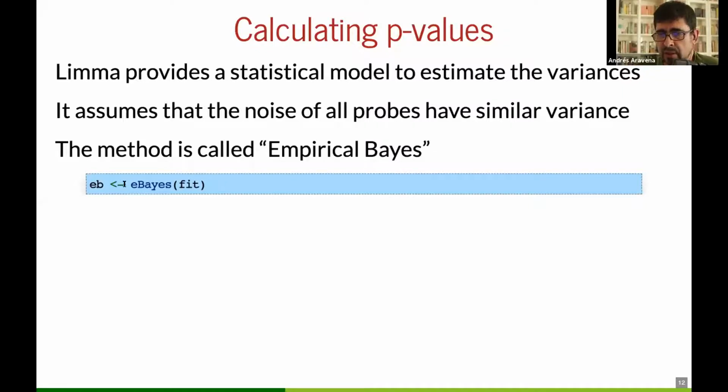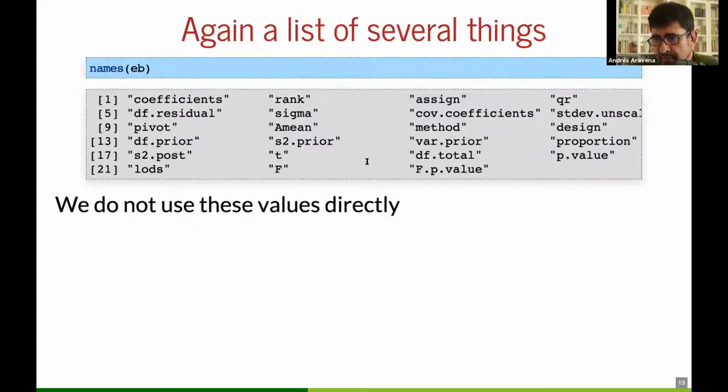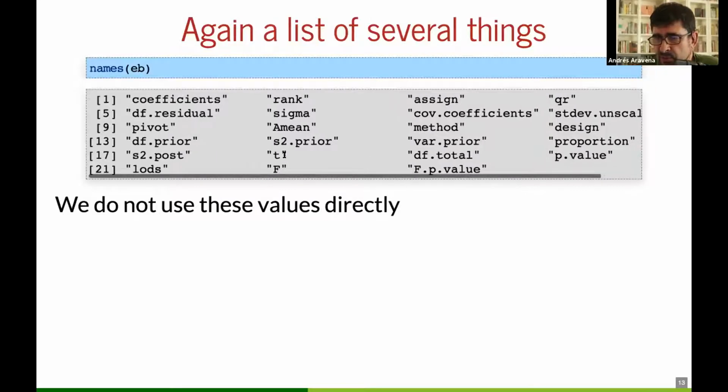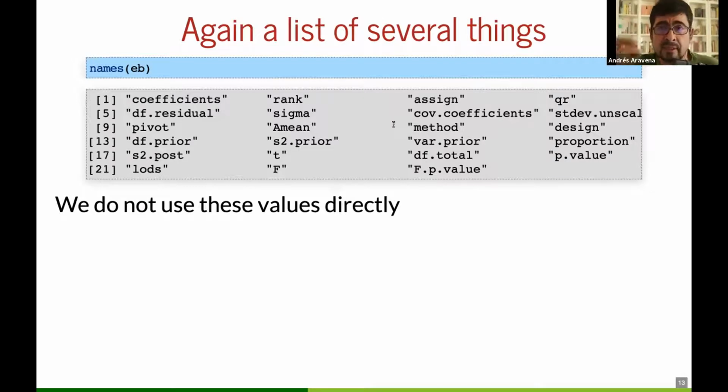So you will see in most of the cases we do these two steps together. For now, there is a third step later, but for now we got this. So the eBayes essentially takes this fit object and gives it back with more things that we are not going to see immediately, but you see there is something called T, something called F, the F value, the T value, the P value, the FP value. It essentially added all the statistical tests, okay? The eBayes is the part that does the statistics.